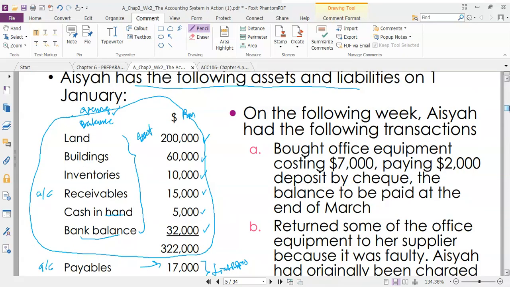Okay, so next, on the following week, Aisha had the following transactions. So you must know what is a transaction. First, transaction A: bought office equipment costing 7,000, paying 2,000 deposit by check, the balance to be paid at the end of March.